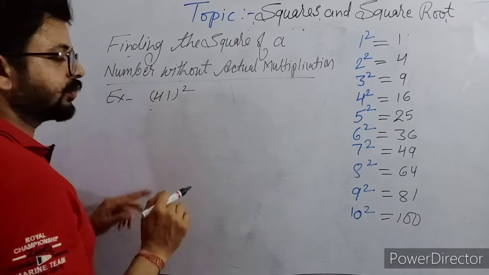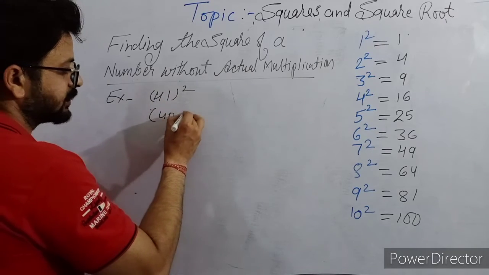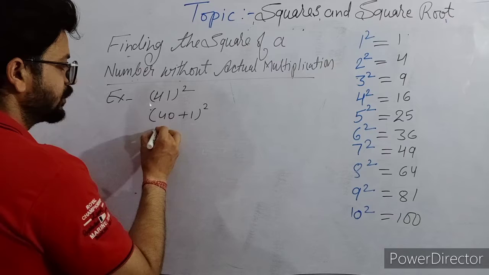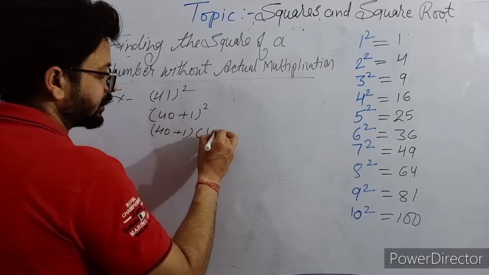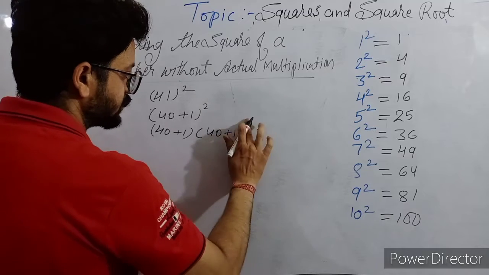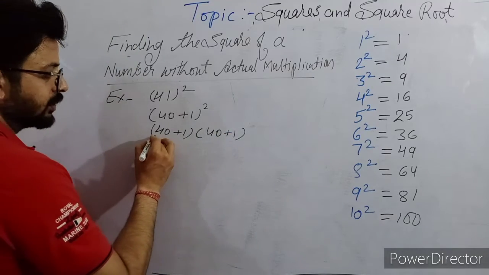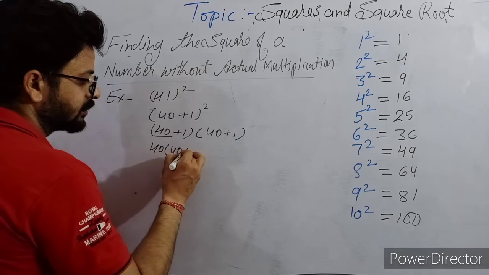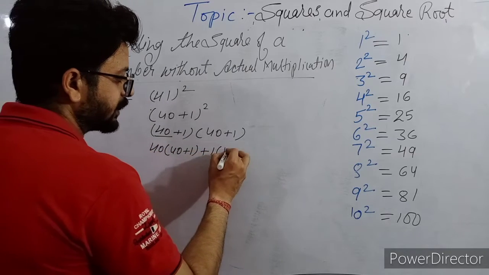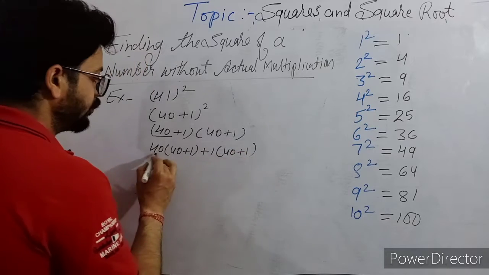Square. Now 41 square we can write as 40 plus 1, the nearest round number. So 40 plus 1 squared means we write (40 plus 1) two times. Now this 40 multiplies by this bracket (40 plus 1), and then this plus 1 also multiplies by the (40 plus 1).